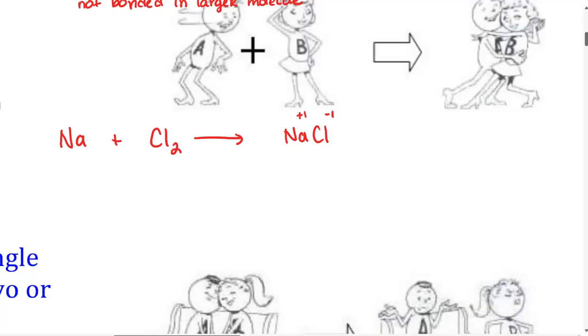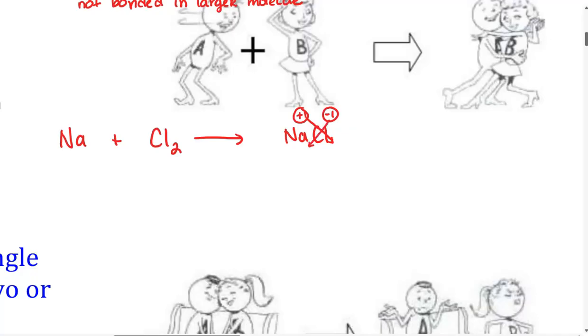All right. So what you're going to do now is the swap and drop or crisscross method, whatever you would like to call it, where you're essentially going to take the charges, and in order to find how many of each sodium or chlorine is going to be in this molecule, we're going to take the absolute value of the charges, the positive value. So you're going to drop the positive, you're going to drop the negative, and you're going to cross them over.